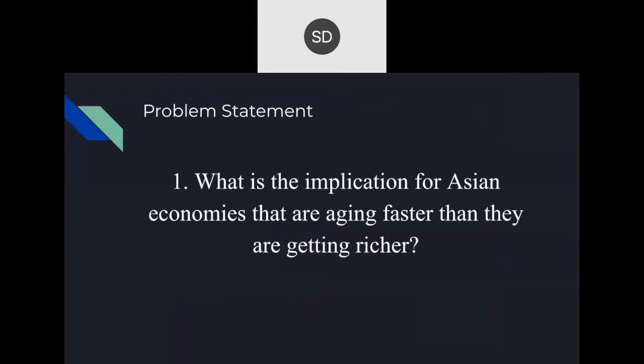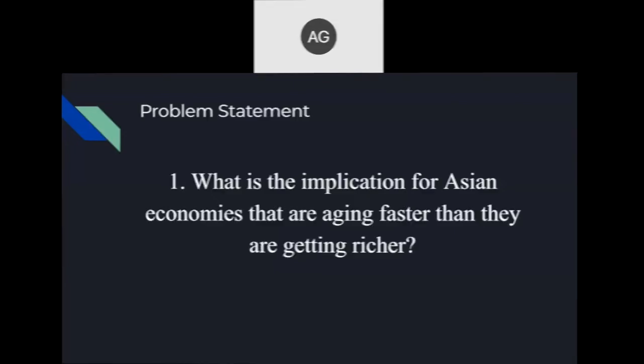So that leads us to consider two problem statements in our study. The first is, what is the implication for Asian economies that are aging faster than they are getting richer? The United Nations Economic and Social Commission for Asia and the Pacific reports that the aging window for developing Asia-Pacific countries has become much shorter in comparison to other more developed countries.